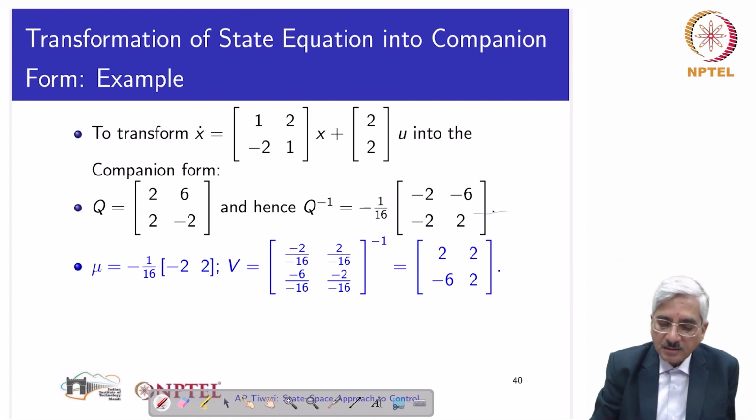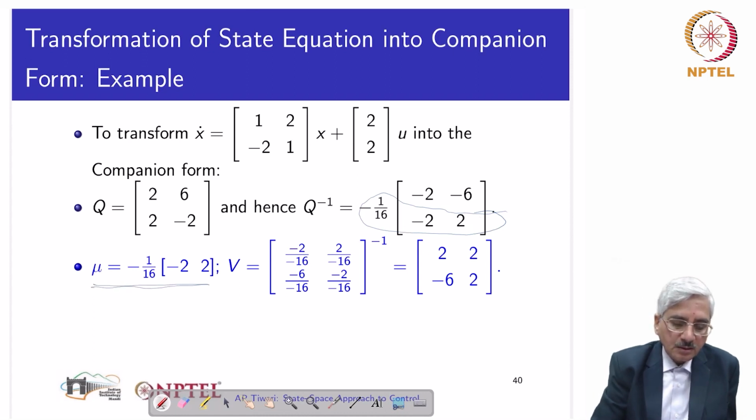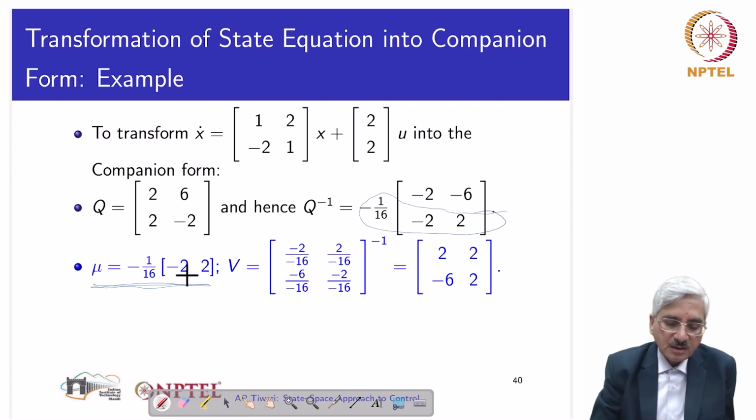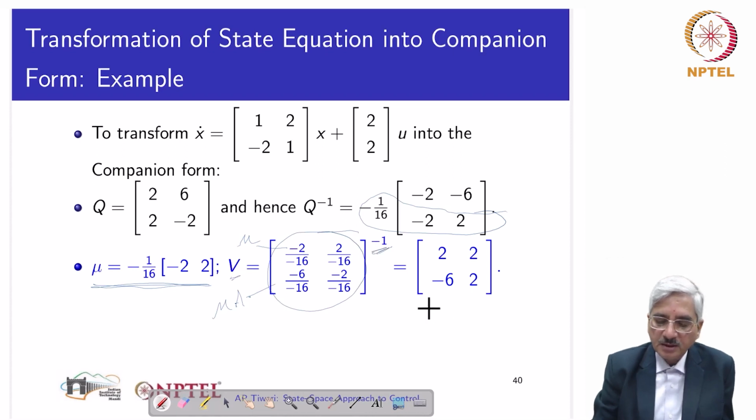Now this last row of Q inverse is chosen as the vector mu, the row vector mu, which is here. And once mu is there, then the next row vector is mu times A. So this is mu and this is mu times A. And they constitute the columns of this matrix, inverting which we get V, which comes like this.